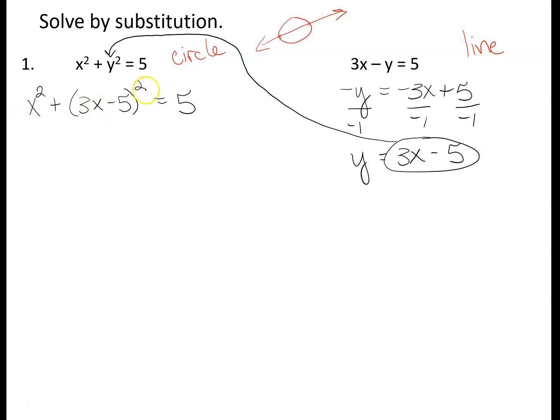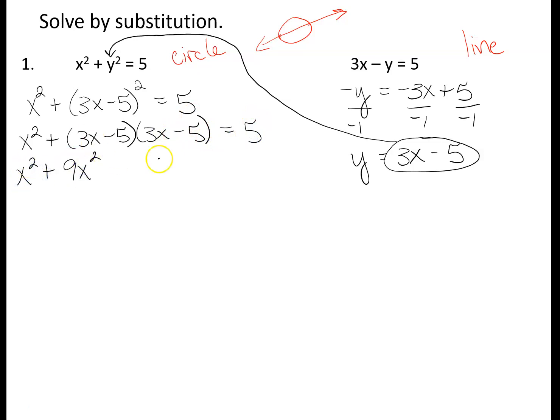So to solve it, we would need to go ahead and multiply 3x minus 5 times 3x minus 5. We're going to FOIL that. And that would give us 9x squared minus 15x on the outside, minus 15x on the inside, positive 25. And this is a quadratic because it has x squared in it. So I need it to be equal to 0. I'm going to go ahead and subtract the 5 that's over on the right to get my 0.